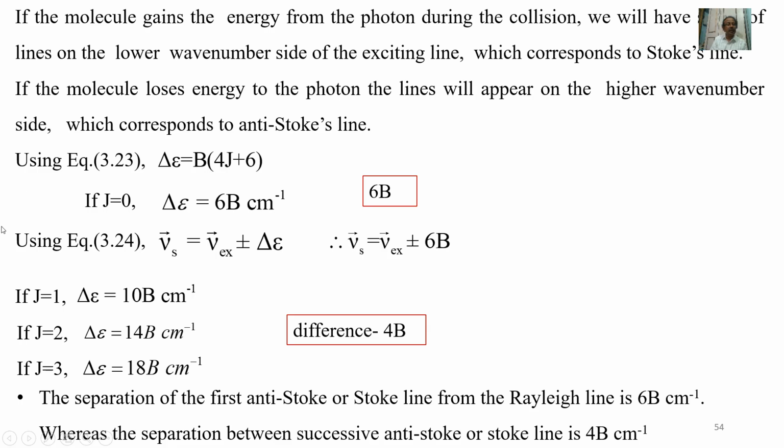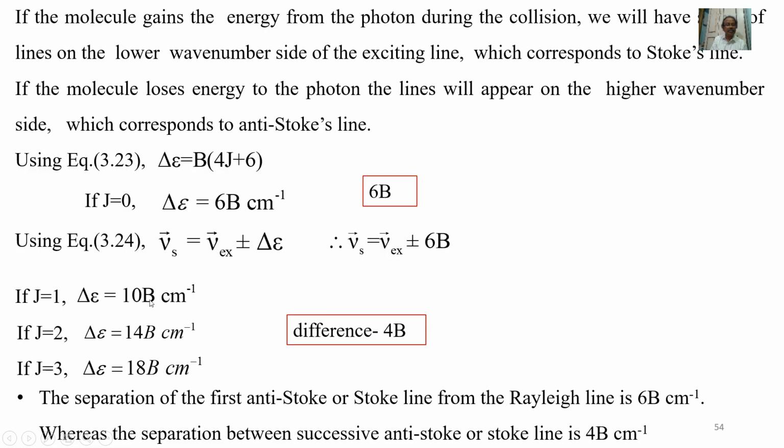Now using equation 3.24, we have nu S equals nu Ex plus or minus del E, and substitute for del epsilon. That will give us nu S equal to nu excitation radiation plus or minus 6B. You substitute again J equals 1 here. So we have del E which is nothing but 10B. Substitute J equals 2, we have del epsilon equal to 14B. Substitute J equals 3, we have del epsilon equal to 18B.